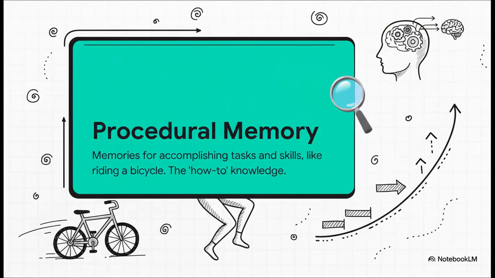One of the biggest sections in this library is for your procedural memory. This is where you keep all your skills, the how-to stuff. You know how to ride a bike, right? But could you actually write down clear instructions for someone else? It's really hard. That's because it's a memory you show through action, not words.